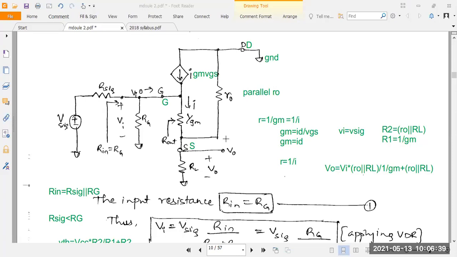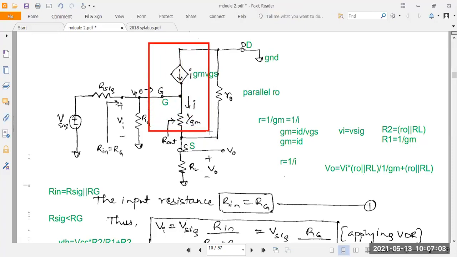Here you have to write the T equivalent model. First you take the gate terminal, then source, then drain. Gate to source, you write an internal resistance, that is 1 by Gm. After that, gate to drain, you write a current source. Then this is for the T shape. This one is the complete T shape of the MOSFET.